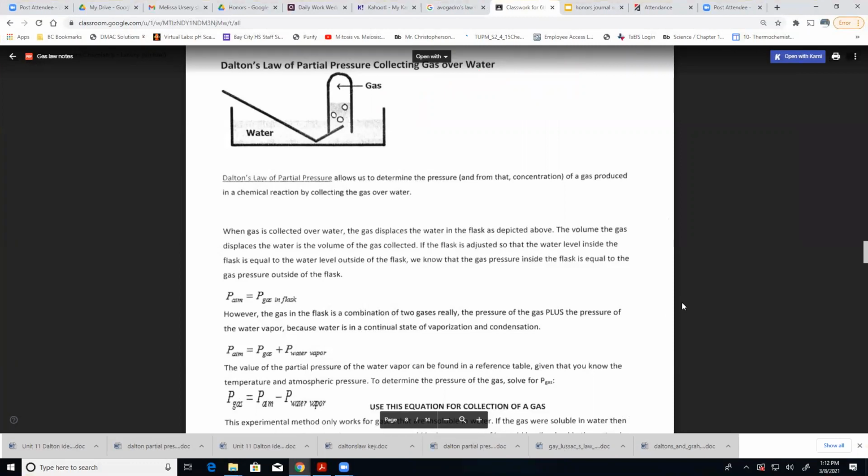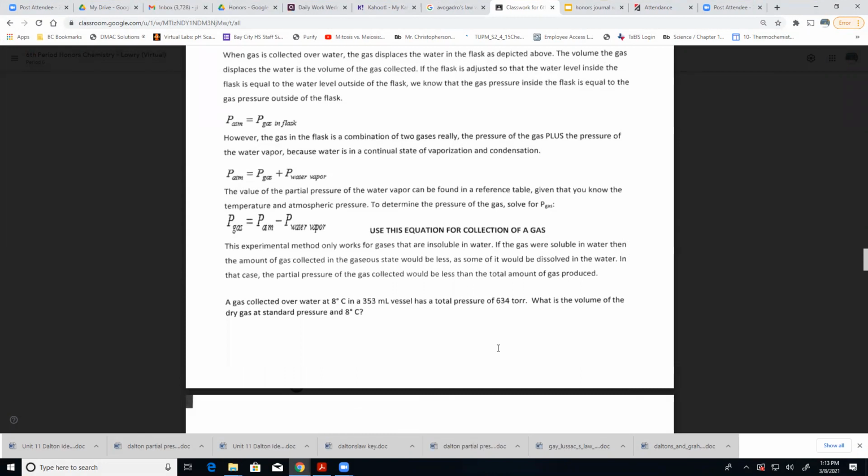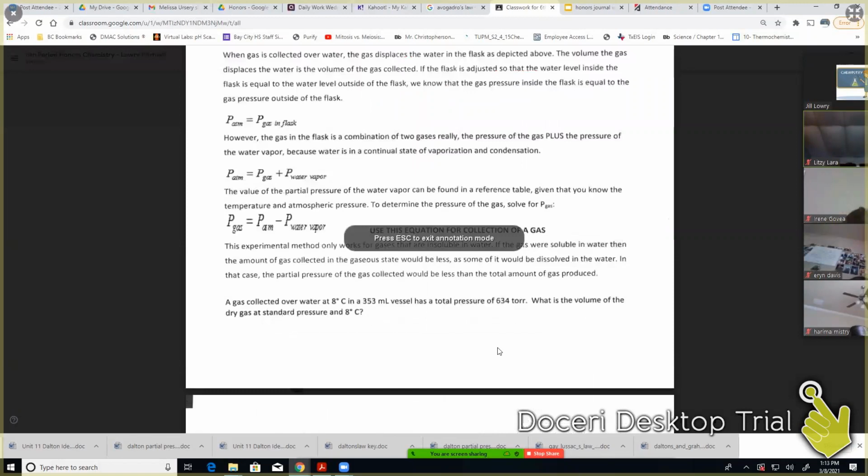So if we come down here, out of all these different formulas, the formula that we end up maybe using a little bit, and like I said, I'm not going to put this on a quiz or on a test, is that the partial pressure of the gas is going to be equal to the pressure of the atmosphere minus the pressure of the water vapor. And this pressure of the water vapor, you can get that from tables.